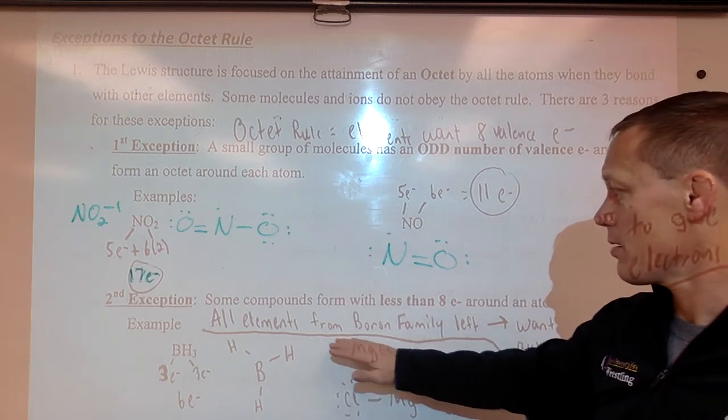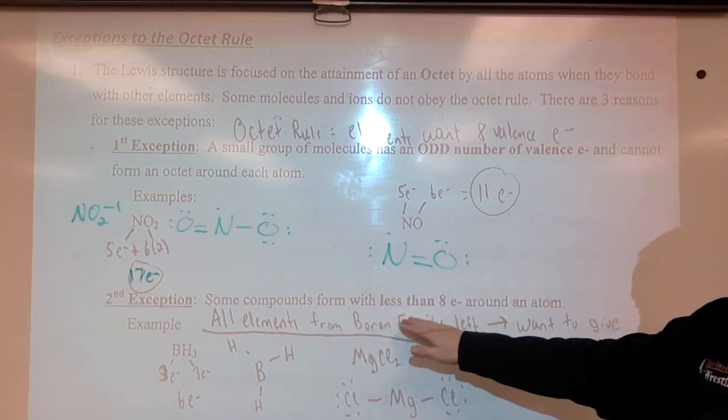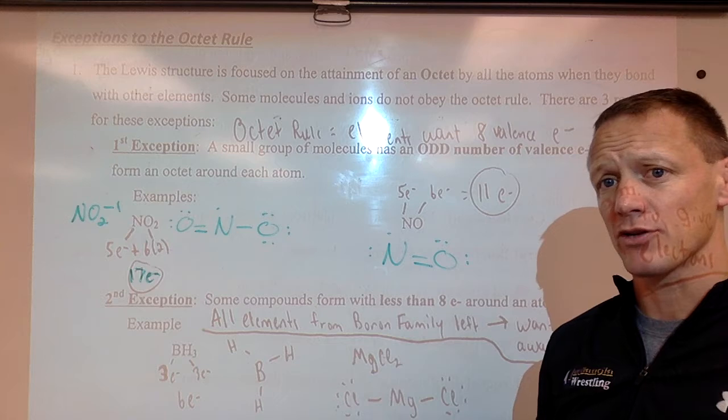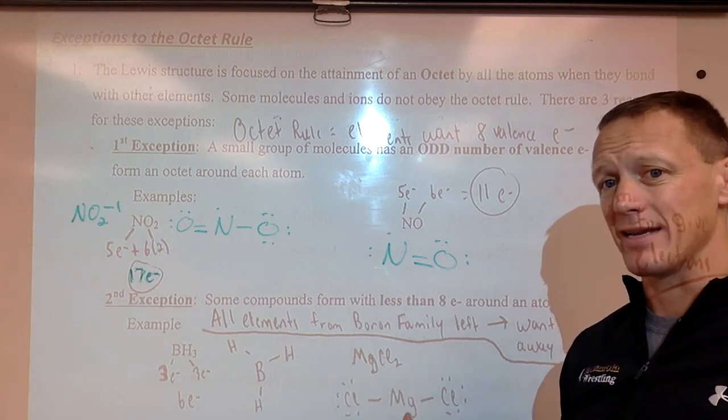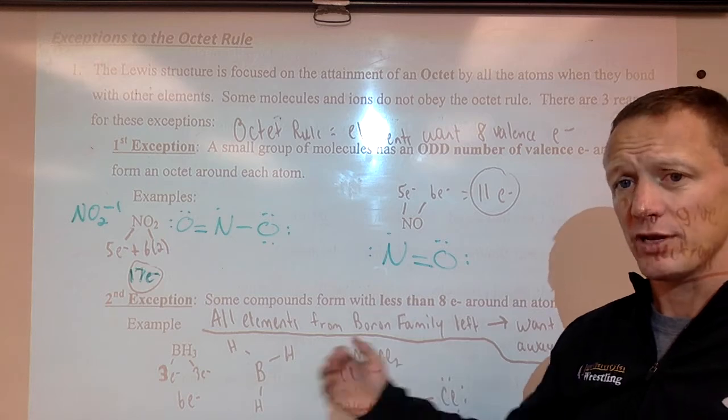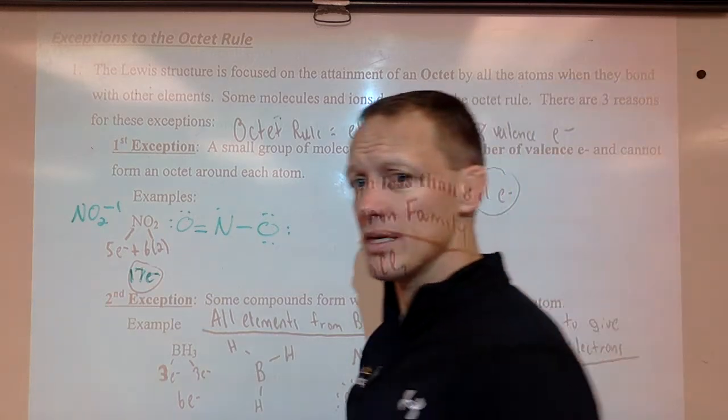So this is true for every element from the boron family, family 13, from the boron family left. All the elements that have 3 valence electrons or less will always have less than 8 electrons around them, because they're giving away their electrons. They're not trying to get to 8 valence. They're giving away their valence electrons to empty out their outer level.